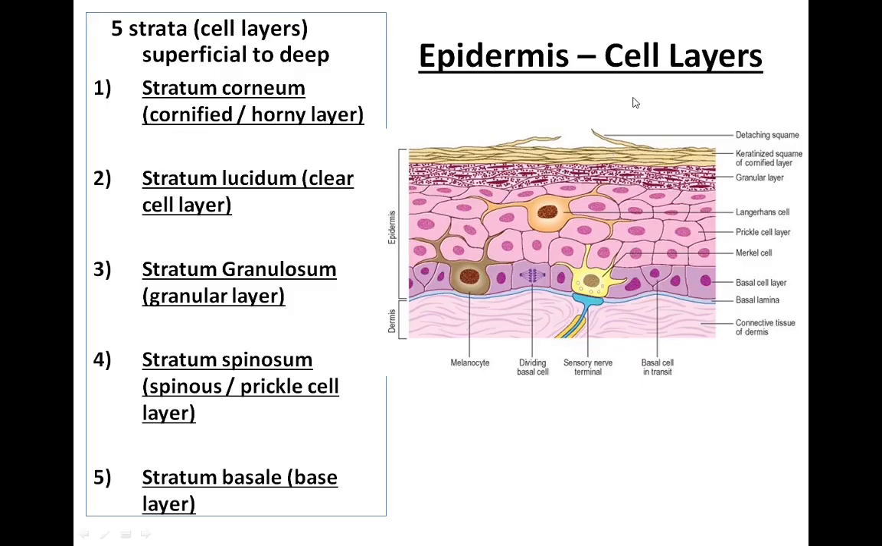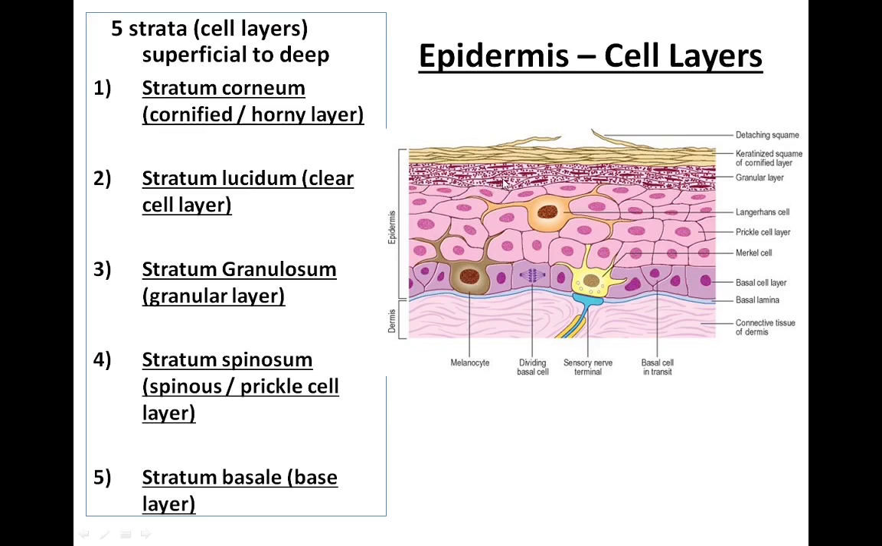Now come to the different layers. Cells are arranged, and we give some names to each layer of these cells. So these are cells and they are arranged, all the cells are arranged in strata. Now there are 5 strata or 5 layers from superficial to deep. This is your stratum corneum, or cornified or horny layer. Okay, stratum corneum. Then your stratum lucidum.